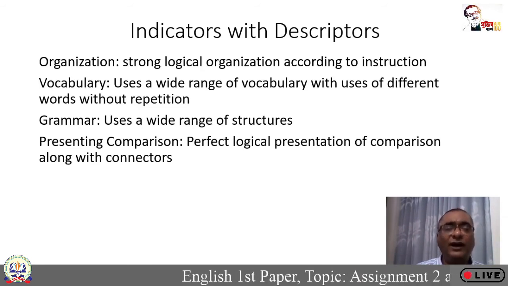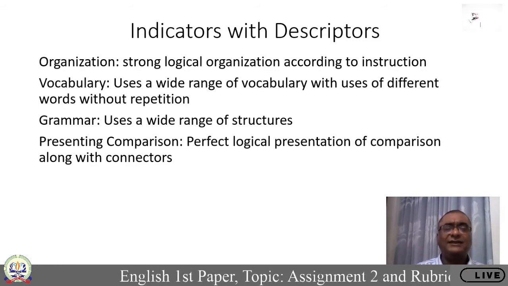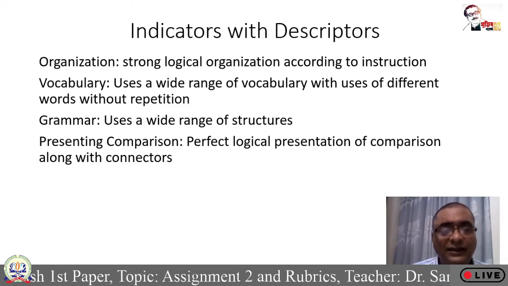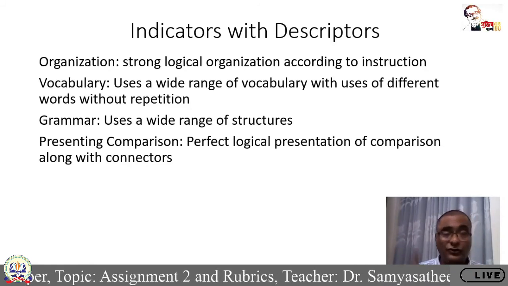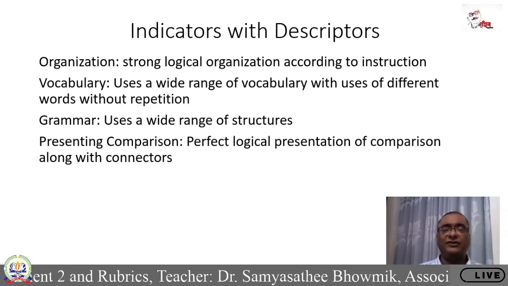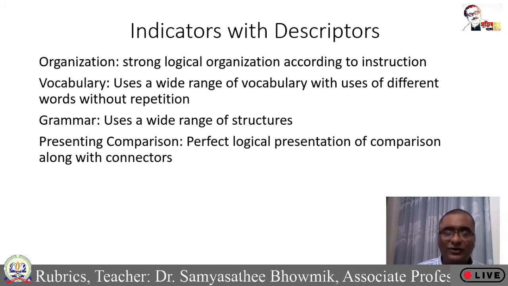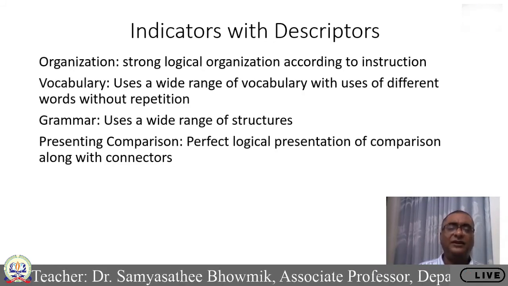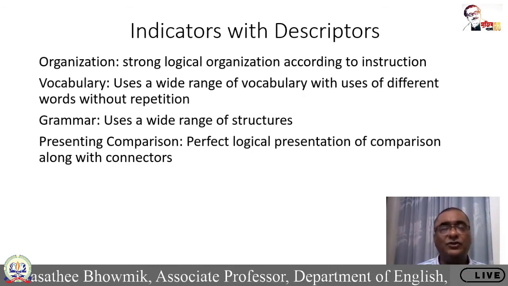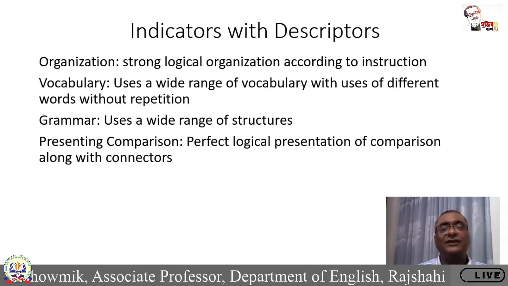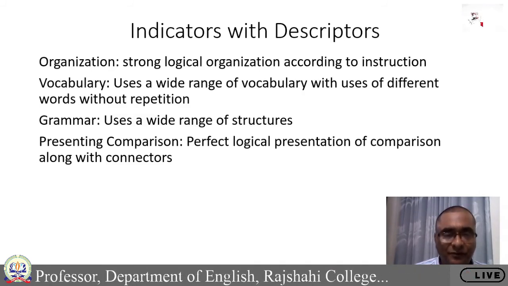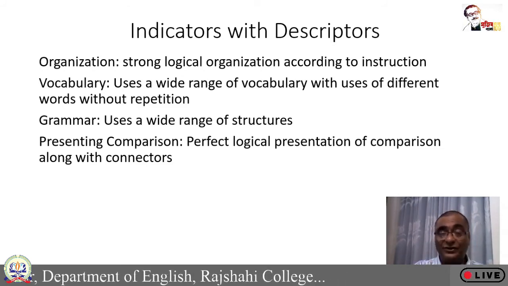Grammar: uses a wide range of structures. By the word grammar we understand that if we don't make any grammatical mistake, our grammar is okay, but it's not true. Your grammar is okay if you can use a wide range of structures: simple, complex, compound sentences, and not only that, different types of compound sentences and structures. Presenting comparison: perfect logical presentation of comparison along with connectors. So you have to use the connectors as well.